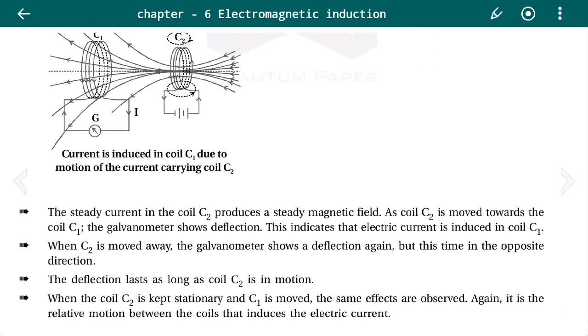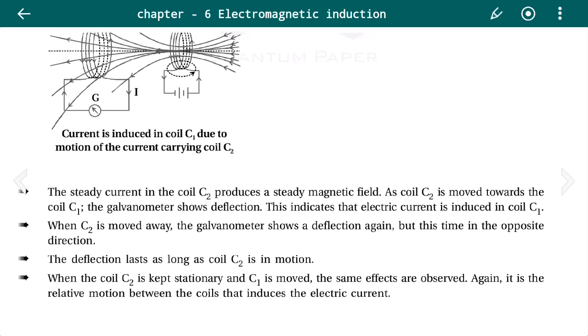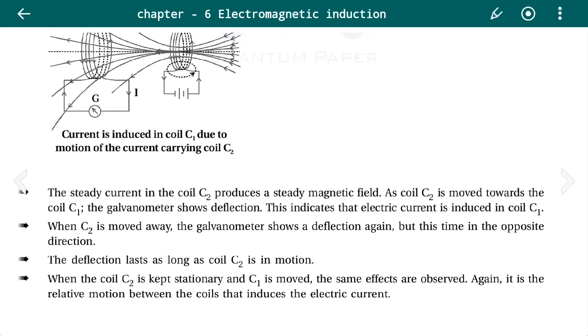The steady current in coil C2 produces a steady magnetic field. As coil C2 is moved towards coil C1, the galvanometer shows deflection. This indicates that electric current is induced in coil C1. When C2 is moved away, the galvanometer shows a deflection again, but this time in the opposite direction. The deflection lasts as long as coil C2 is in motion.